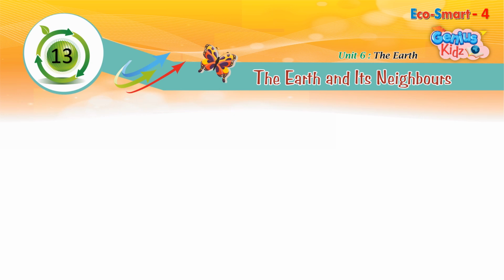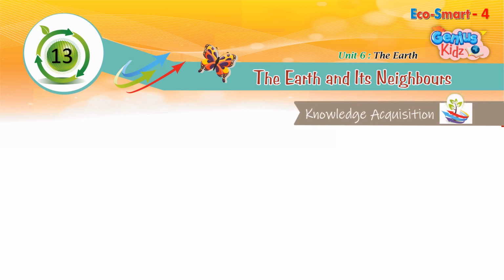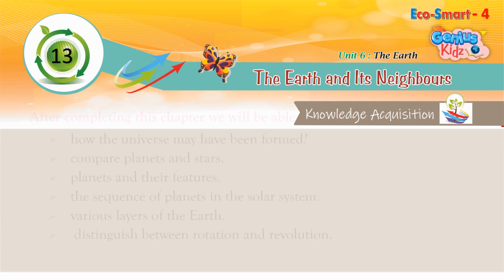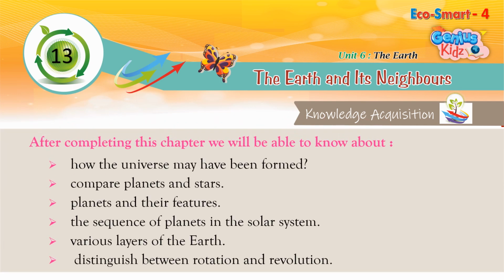Lesson 13. The Earth and Its Neighbours. Knowledge acquisition. After completing this chapter, we will be able to know about how the universe may have been formed, compare planets and stars, describe planets and their features, the sequence of planets in the solar system, various layers of the Earth, and distinguish between rotation and revolution.